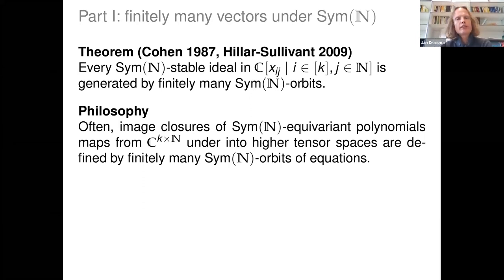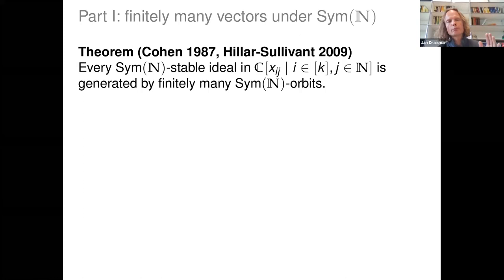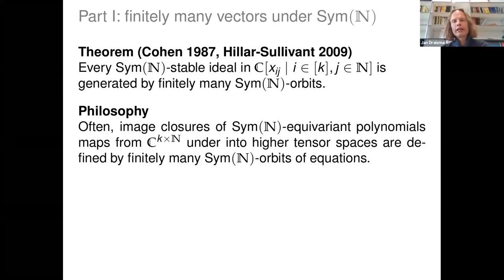Now, this theorem suffers a little bit from a similar problem as the theorem that I had a few slides back. There are not so many models that are literally in this space of k by infinite matrices. But there's a kind of philosophy that if you take a polynomial map from this k by infinite matrices into higher tensor spaces, very often the image of such a map is again defined by finitely many Sym(N) orbits of equations, or at least the closure of the image of that map is. Of course, we only allow polynomial maps that commute with this action of the symmetric group. And I'll give a few examples of this.